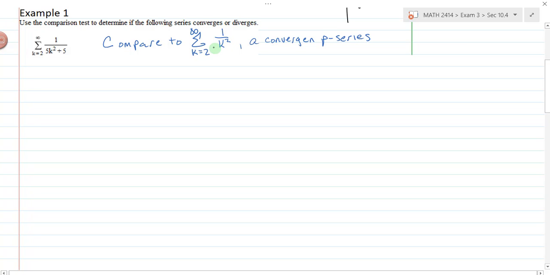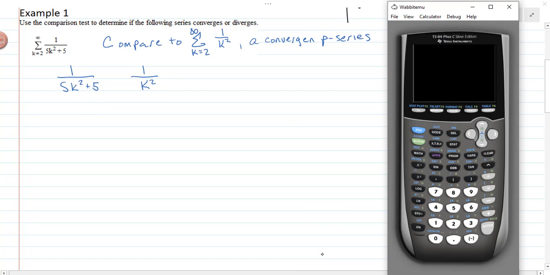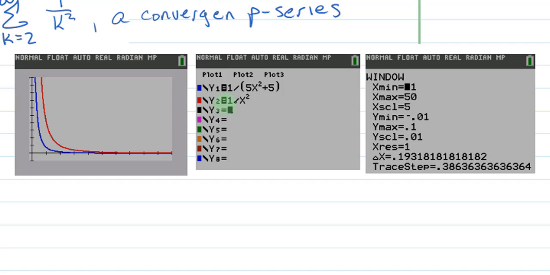So then we need to look at the relationship between our series and the series we're comparing it to. So we're going to graph those two series. So this is the graph that I got whenever I graphed the function that we were given in blue and the function that we're comparing it to in red, and this is the window that I used.